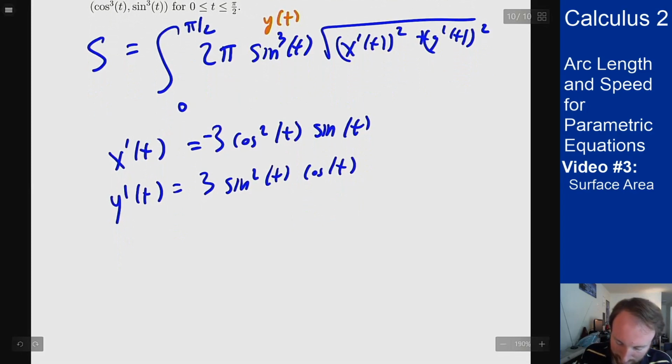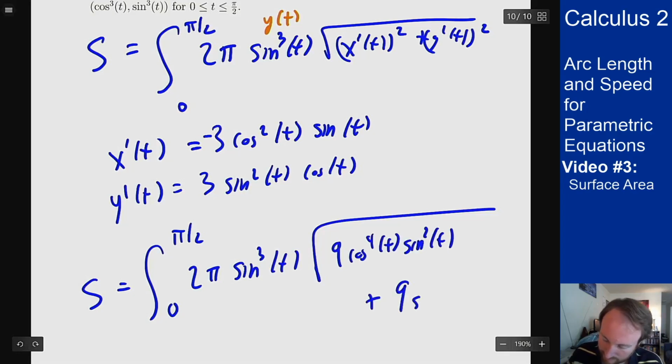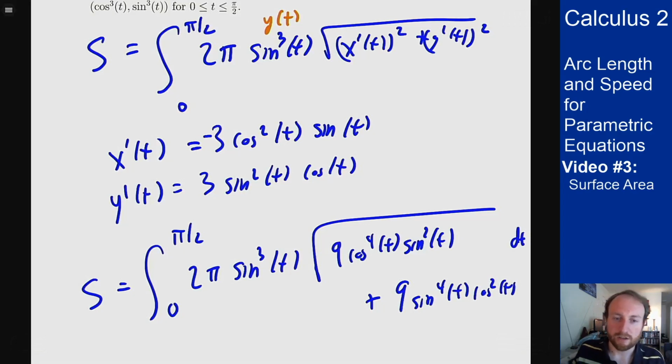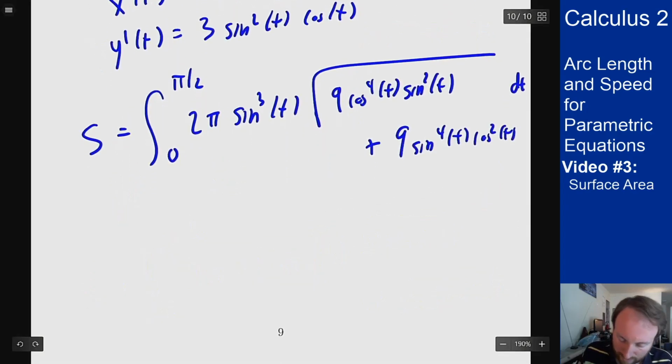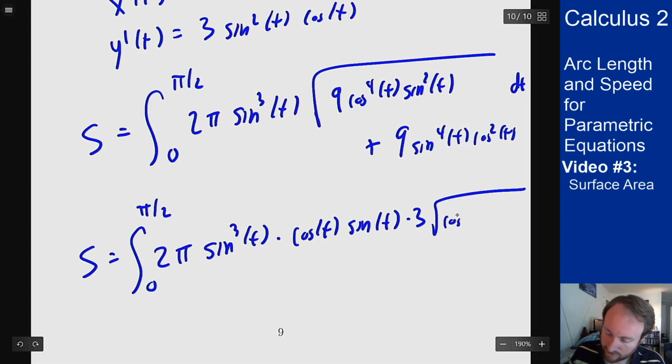I will get that S is the integral from 0 to pi over 2 of 2 pi sine cubed of t times the square root of 9 cosine to the fourth of t sine squared of t plus 9 sine to the fourth of t cosine squared of t, dt. I can now factor out a cosine and a sine from the square root because both terms have a cosine squared sine squared in them. What that will give me is the integral from 0 to pi over 2 of 2 pi sine cubed of t. I then get the cosine of t I factor out, the sine of t I factor out, and the 3 that I factor out with the 9, square root of, the first term has a cosine squared of t left over, the second has a sine squared of t left over, dt.